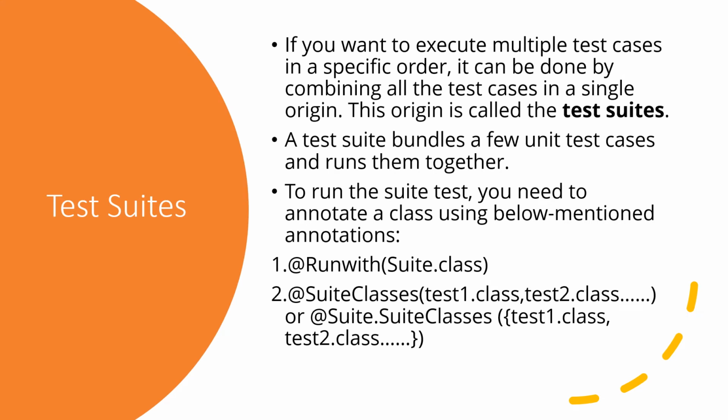Talking about test suites. If you want to execute multiple test cases in a specific order, it can be done by combining all the test cases in a single origin. This origin is called the test suite. A test suite bundles a few unit test cases and runs them together. To run the test suite, you need to annotate a class using the below mentioned annotations: @RunWith, @Suite.SuiteClasses.